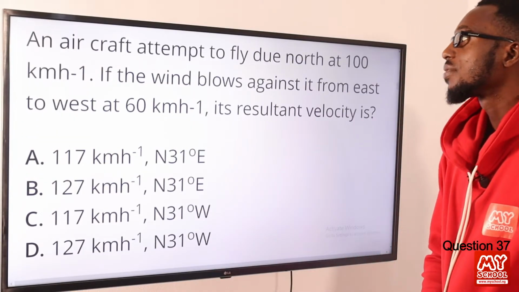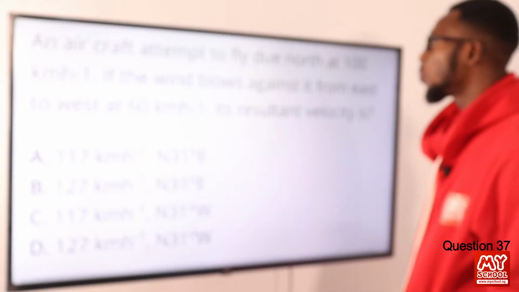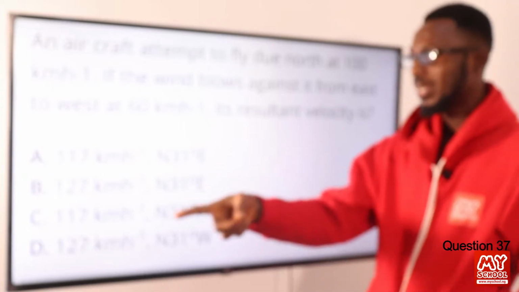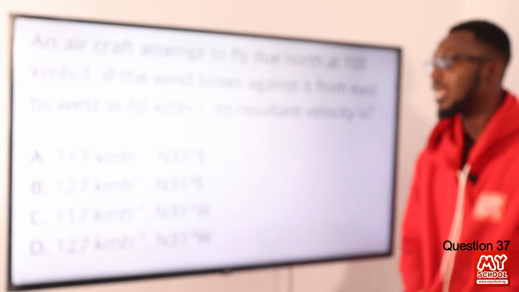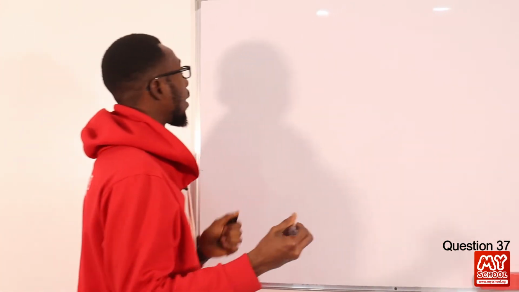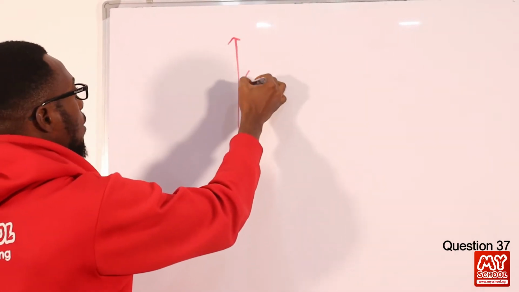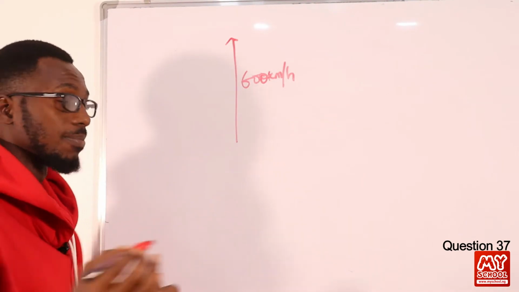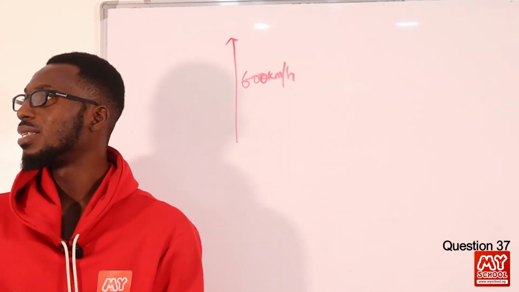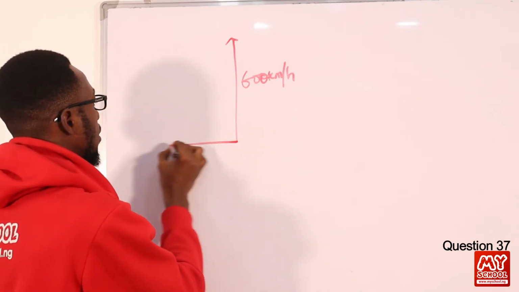37. An aircraft attempts to fly due north at 100 km per hour. If the wind blows against it from east to west at 60 km per hour, what is its resultant velocity? If we try to sketch a diagram for this, this is due north. Remember your cardinal points. So we have 600 kilometers per hour, then we are told the wind blows against it from east to west, so this is towards our west, of course.